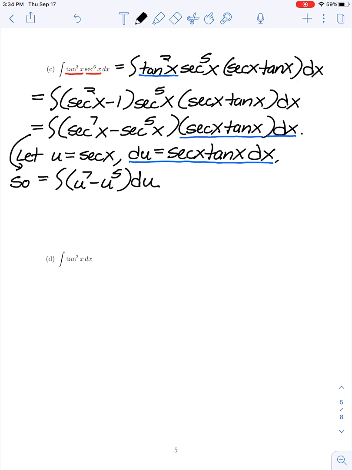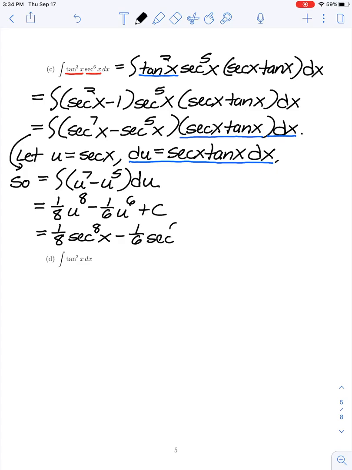So after my substitution, I'm left with a polynomial in terms of u, and I can integrate directly, leaving me with 1/8 u to the 8th minus 1/6 u to the 6th plus c. Taking u, which was secant x, and substituting in for this answer, we have 1/8 secant x to the 8th power minus 1/6 secant x to the 6th power plus c.